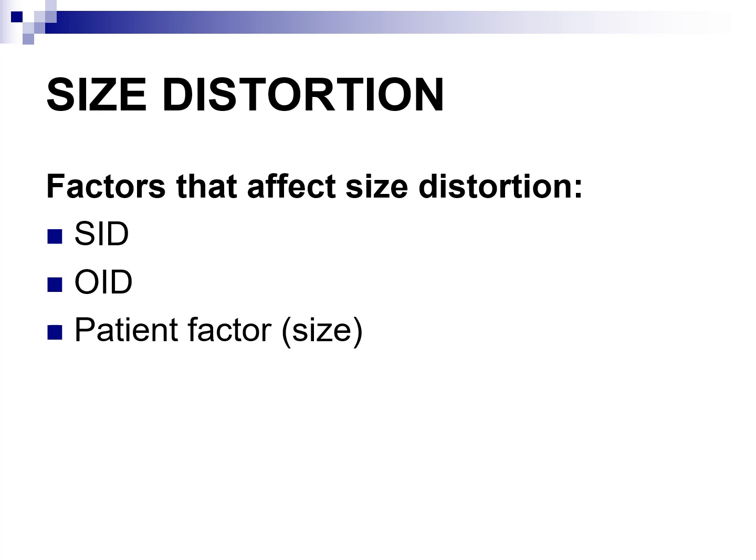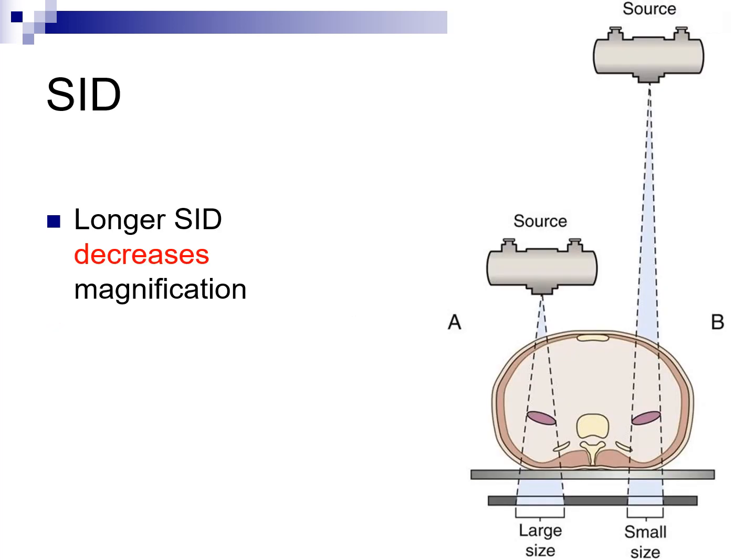Next, we have size distortion, and the factors that affect size distortion include SID, OID, and patient factor, which gets into the size again. So the longer SID decreases magnification. We're going to look at the source image receptor distance, the SID, on the right-hand side, and we get a smaller size part.